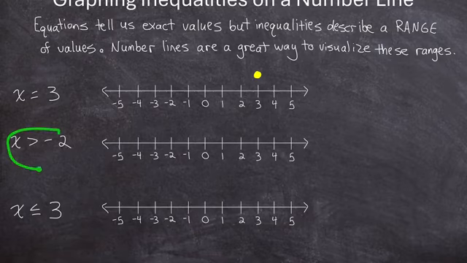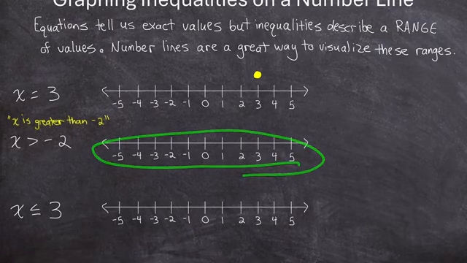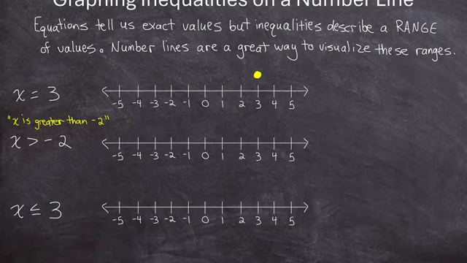Looking at this first inequality, it states that x is greater than negative 2. And then what I could do is above this number line, I could graph a line that describes the set of all x values that are greater than negative 2. To do that, I start by finding the value of negative 2 and drawing an open circle above negative 2.